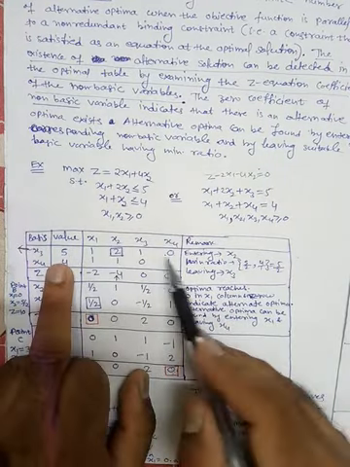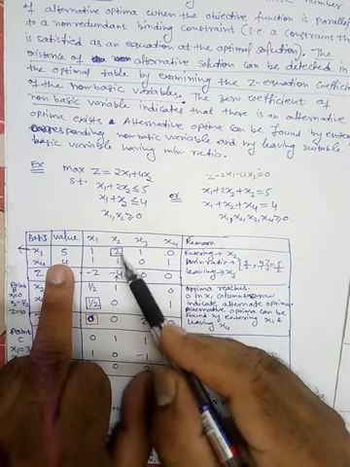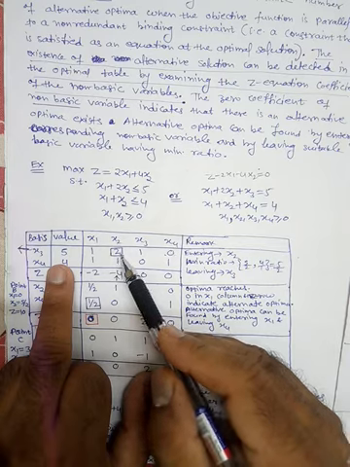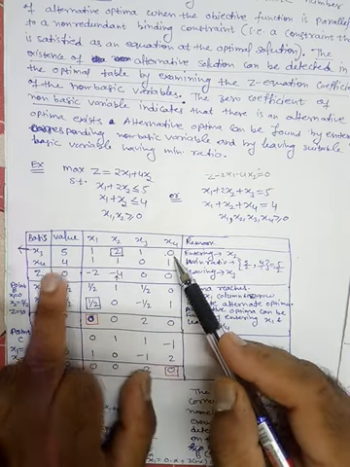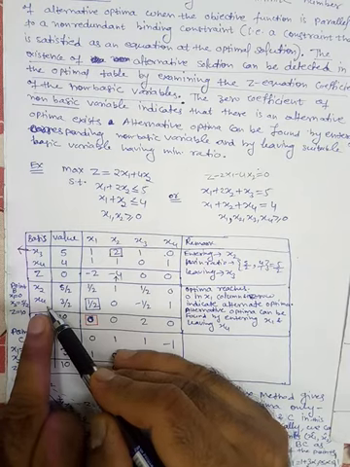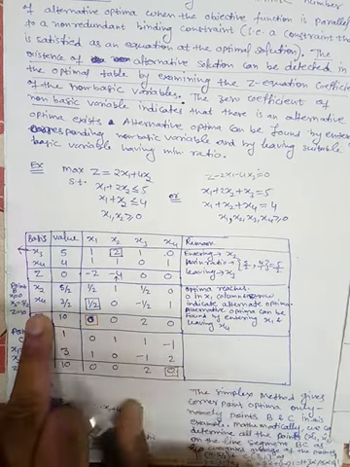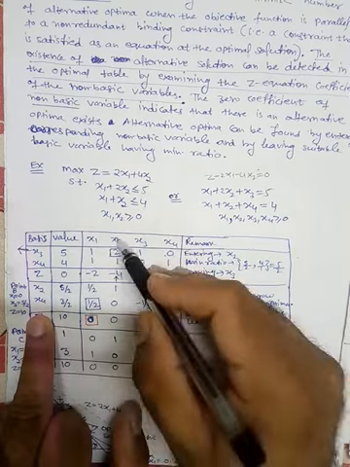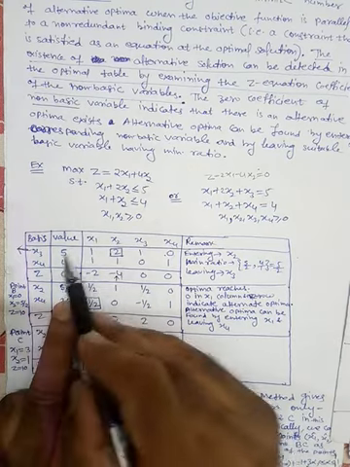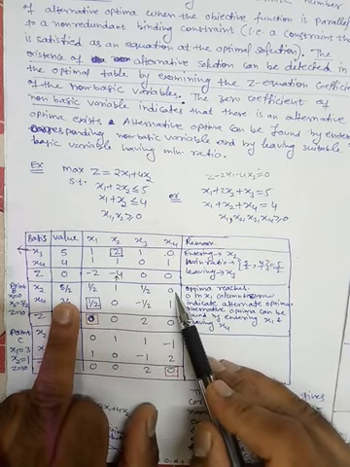Now divide the first row. What is our next aim? Convert this element to 1. So just divide this row by 2. The new basis will be x2 and x4, because x3 leaves and x2 enters. So x2, x4. Now divide this row by 2. So we get 5 by 2, 1 by 2, 1, 1 by 2 and 0.